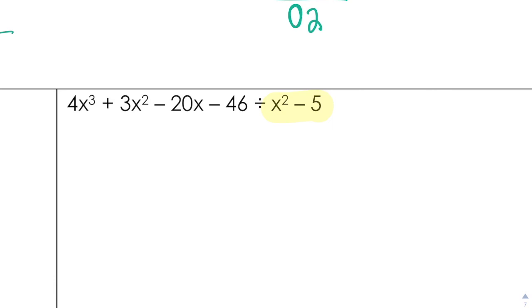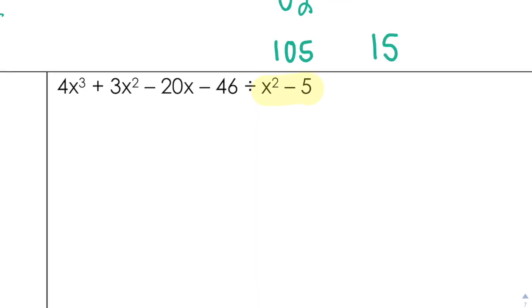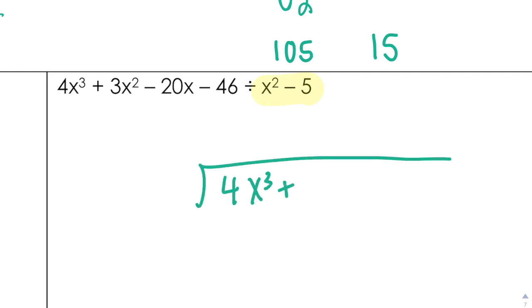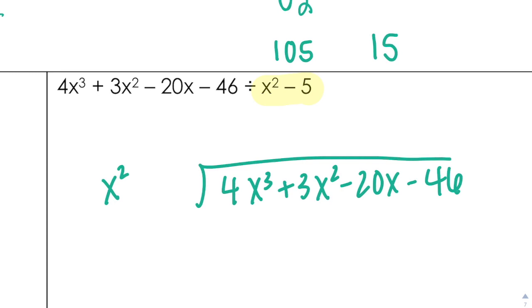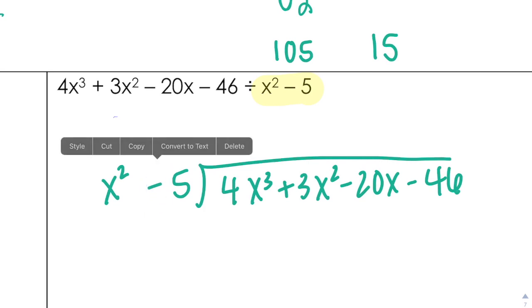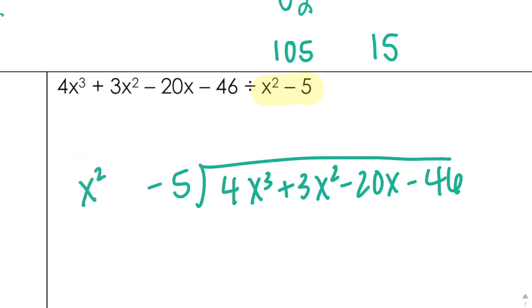Basically what it's saying right now is you have 105, and when you go to divide, 105 is not the same thing as 15. So when I go to divide it, I'm putting it into 4x cubed plus 3x squared minus 20x minus 46. But I'm not going to write x squared minus 5 as it is, because I need a placeholder. So what's missing? x. So I'm going to include a 0x.